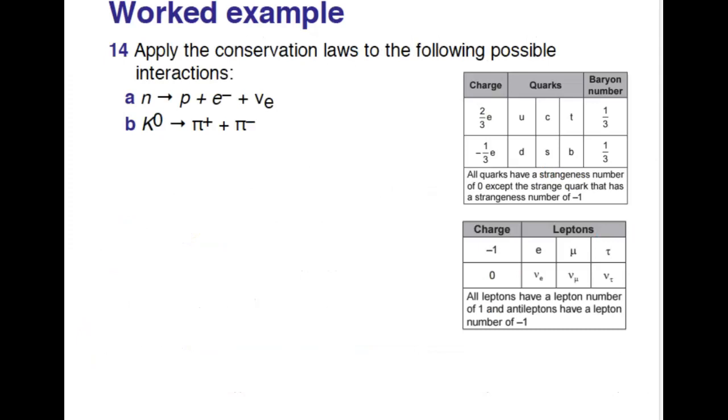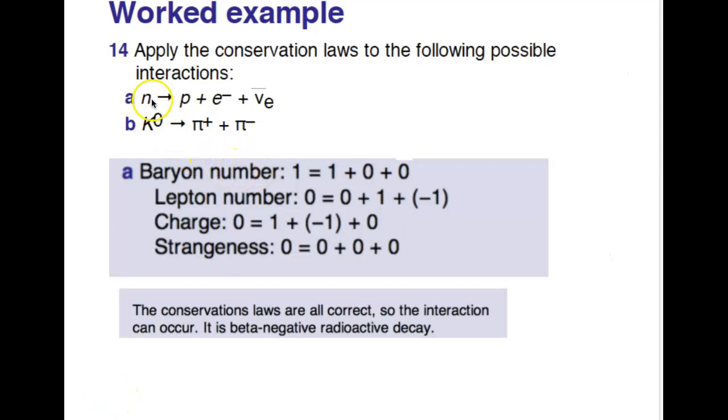So let's have a look at some examples. Here we have a neutron becoming a proton, an electron and a neutrino. We have to see if the conservation laws apply. The baryon number: a neutron has a baryon number of 1. On this side, a proton has a baryon number of 1, an electron has no baryon number and a neutrino has no baryon number. So the baryon number is conserved.